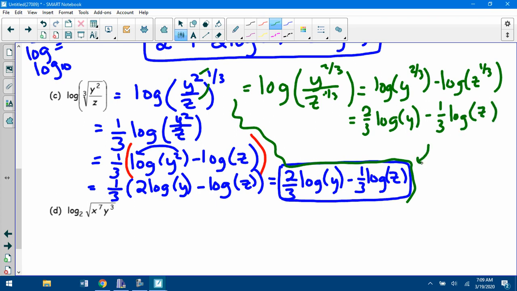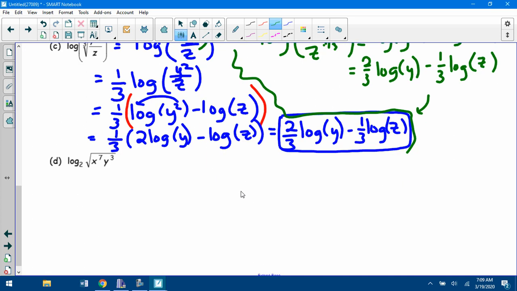You notice I get to that answer a little bit quicker. So it might be to your advantage to still distribute exponents. You don't have to worry about the parentheses if you do that. Just something to think about.